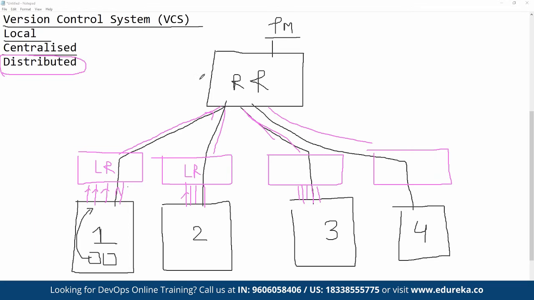So basically, for any reason, let's say the remote repository is not available or not accessible, developers can still continue to do their work by submitting the code to a local repository, which they can later push to the remote repository whenever it is available. That is what we mean by distributed version control system.